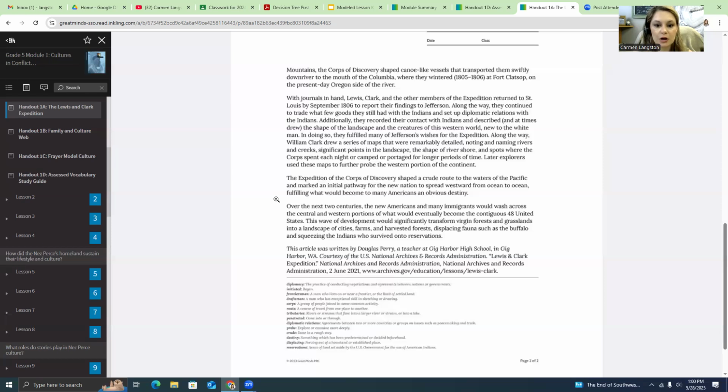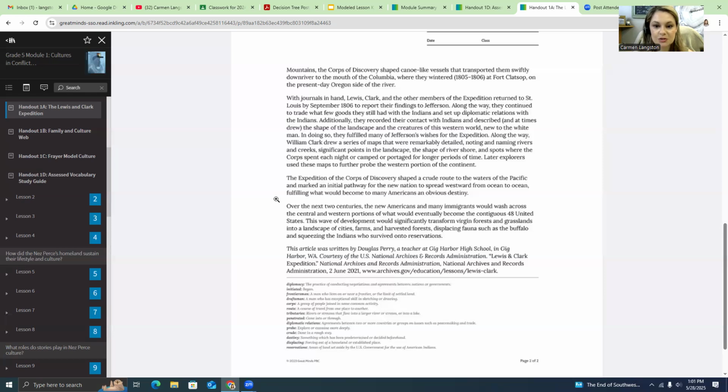Along the way, William Clark drew a series of maps that were remarkably detailed, noting and naming rivers and creeks, significant points in the landscape, the shape of the river shore, and spots where the Corps spent each night or camped or portaged for longer periods of time. Later, explorers used these maps to further probe the western portion of the continent. The expedition of the Corps of Discovery shaped a crude route to the waters of the Pacific and marked an initial pathway for the new nation to spread westward from ocean to ocean, fulfilling what would become, to many Americans, an obvious destiny.